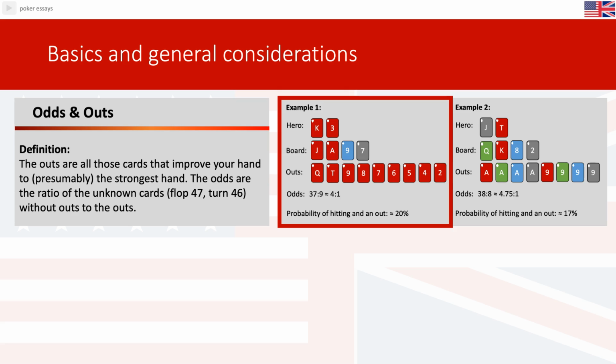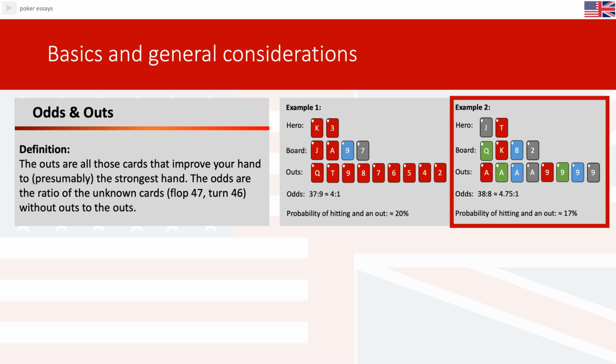Once you subtract the number of outs from these 46 cards and put that number in relation to the outs, you have the odds. In this case 37 to 9, or if you divide by 9, approximately 4 to 1. 4 to 1 means that you will miss the flush 4 times for an average of 5 attempts and hit it once. This results in a 20% probability of hitting the flush with the next card.